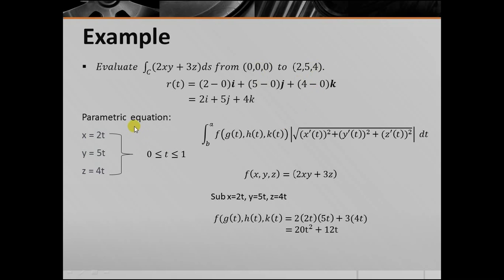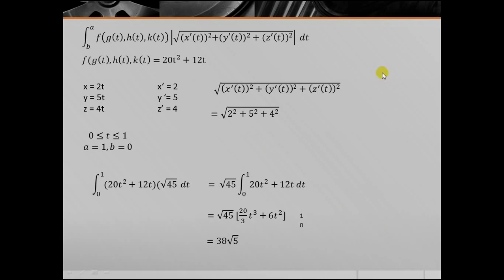From r(t), we can generate the parametric equations x equal to 2t, y equal to 5t, and z equal to 4t, and t values range from 0 to 1. Next, when we look at the formula at hand, we have to find the function f(g(t), h(t), k(t)). This can be easily done by substituting x equal to 2t, y equal to 5t, and z equal to 4t into the function given by the question, which is f equal to 2xy plus 3z. By doing so, we will get 20t squared plus 12t.